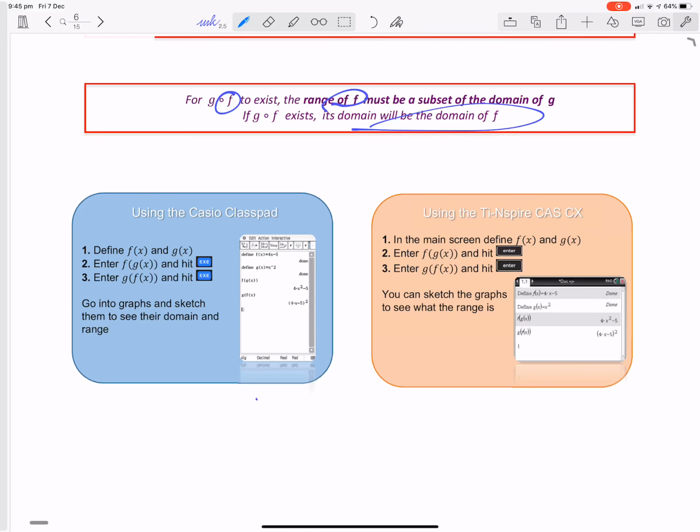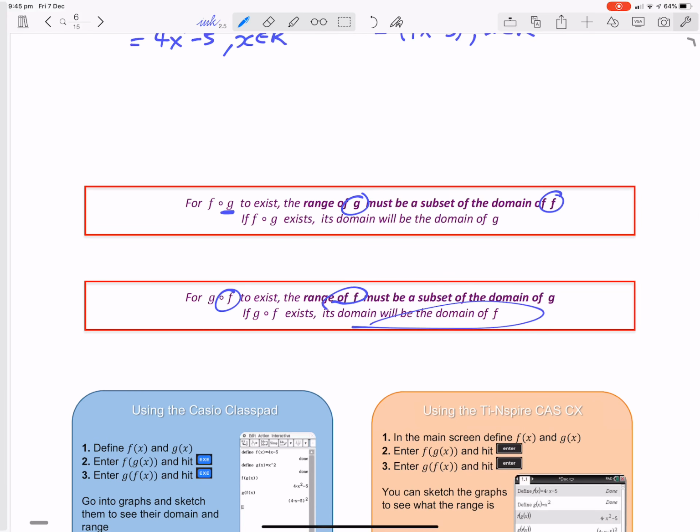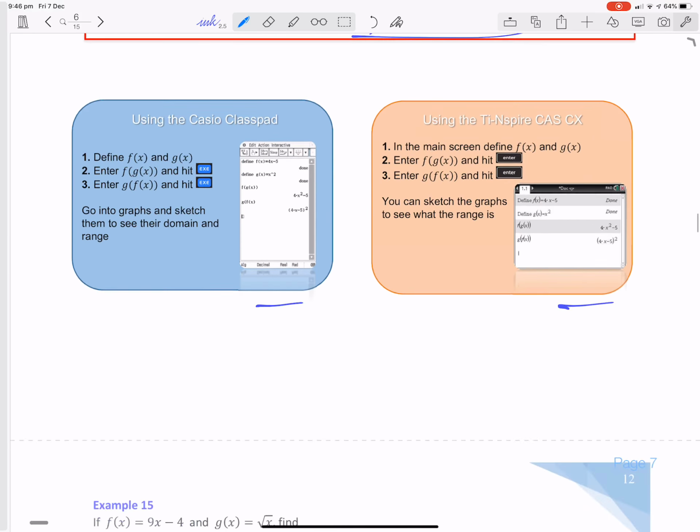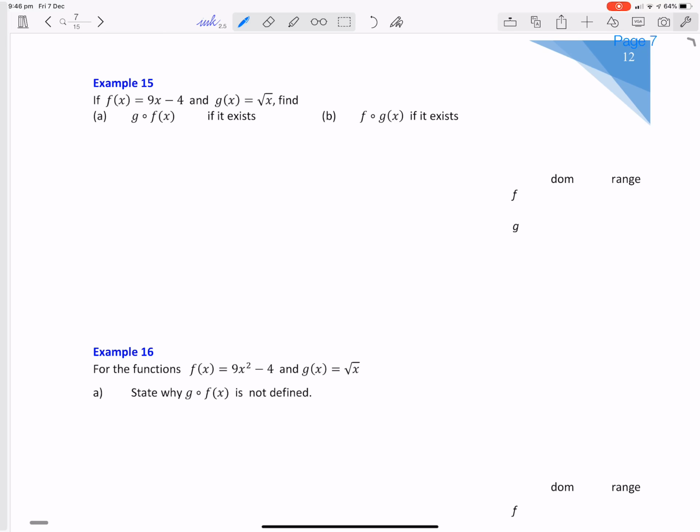This is just showing you how to put it into the CAS. When you graph it, the CAS will actually work out the domains and ranges for you when it graphs it, but you need to know how to do it by hand. So let's have a look here.